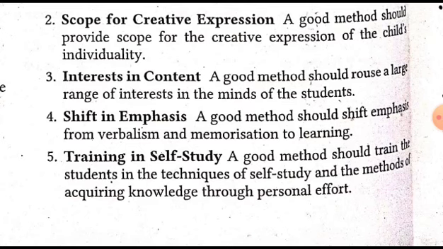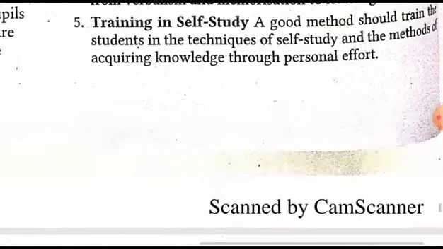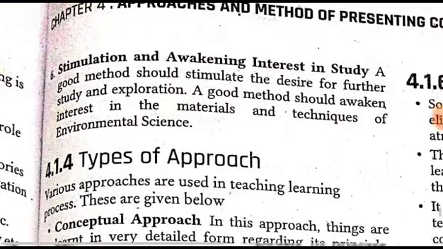Third one is interests in content. A good method should rouse a large range of interest in the minds of the students. Fourth, shift in emphasis. A good method should shift emphasis from verbalism and memorization to learning. Fifth, training in self study. A good method should train the students in the techniques of self study and the methods of acquiring knowledge through personal effort.